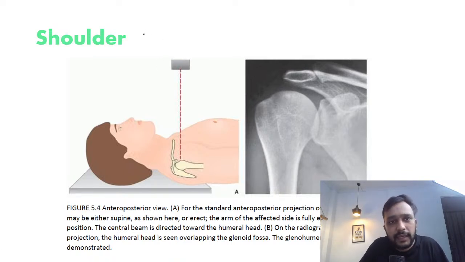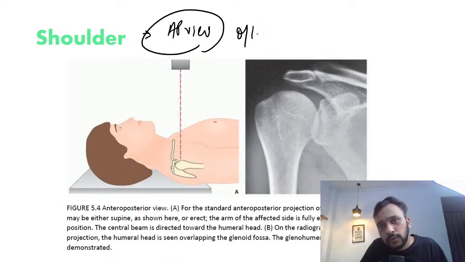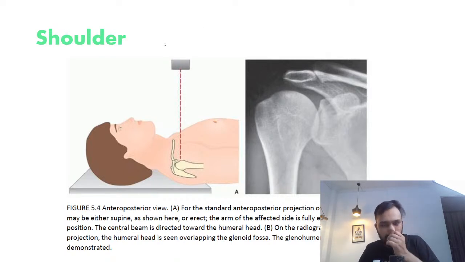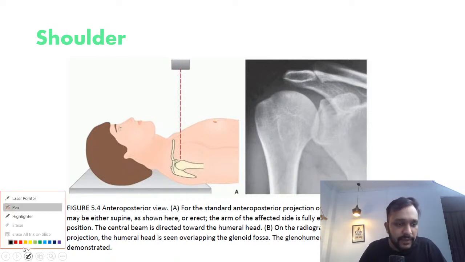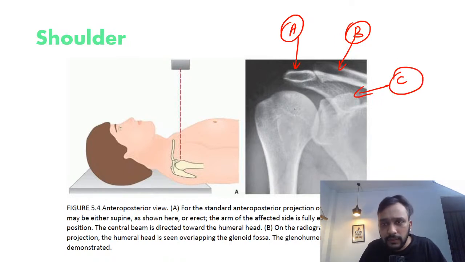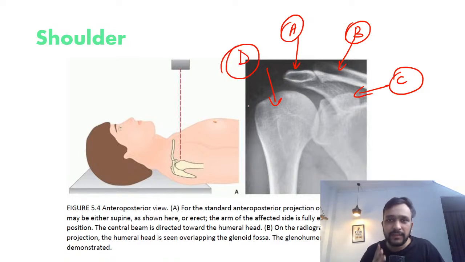So guys, this is how we take a normal AP view of the shoulder joint. The patient is lying down with his hands by his sides. Now let us try to identify what are the normal structures we are seeing on the shoulder joint. Help me identify the various structures that we are seeing here. I'm labeling the structures A, B, C and D. Can you help me identify what all are these structures that have been labeled as A, B, C and D?